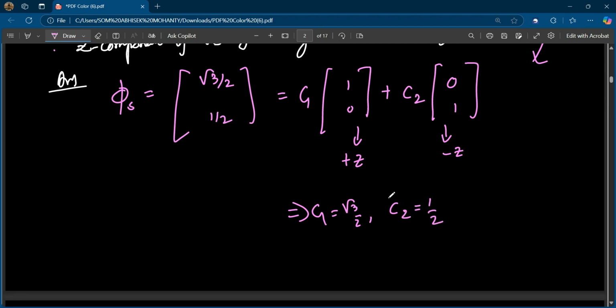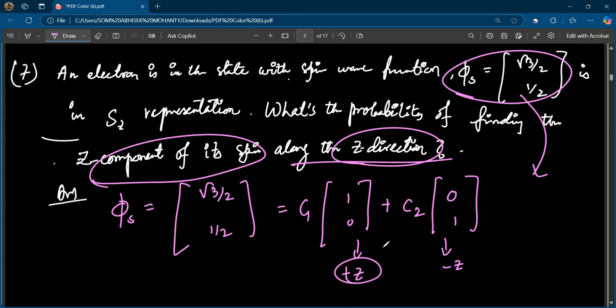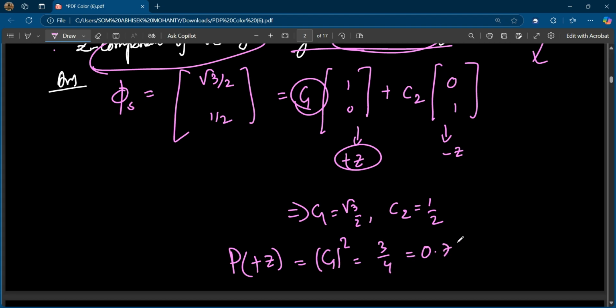So for the probability of finding the z component of its spin along the positive z direction, the square of the coefficient will be the probability. So C1 squared, that is 3 by 4. Suppose it was asked for the minus z direction: the square of the coefficient of the minus z, that will be 1 by 4. If you see, the total probability is one. Alright?